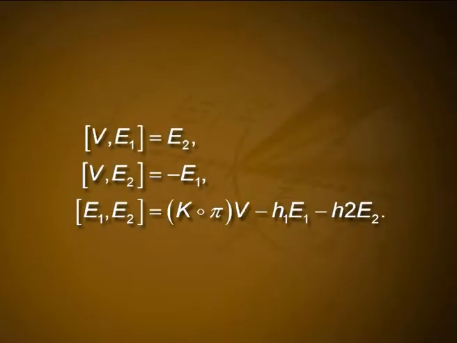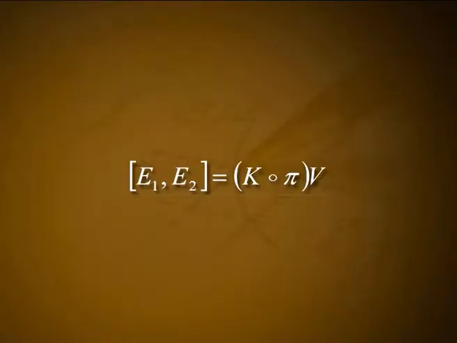The structural equations then become box V E1 is equal to E2, and box V E2 is equal to minus E1, and box E1 E2 is equal to k composite pi V minus H1 E1 minus H2 E2. If phi is equal to psi, the one form of the Riemannian connection, the last boxed equation reduces to box E1 E2 is equal to k composite pi into V.